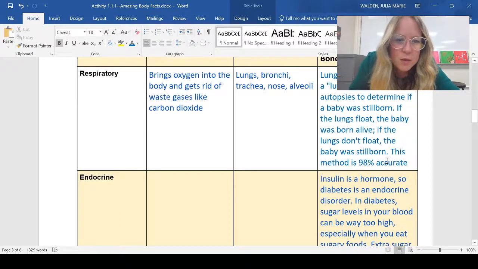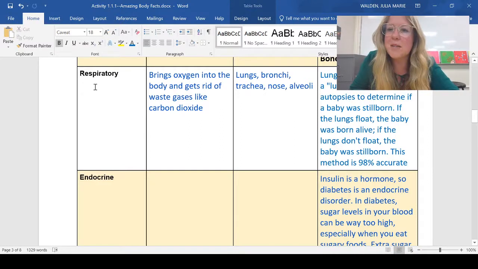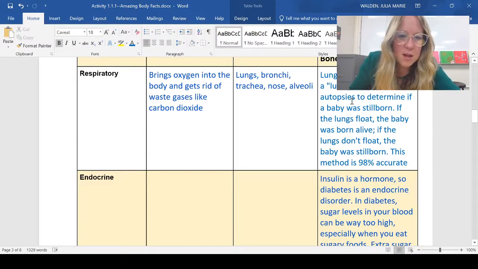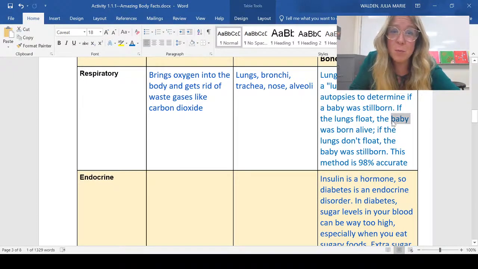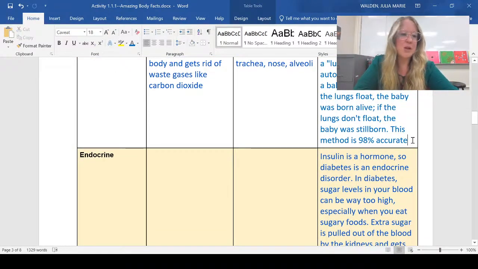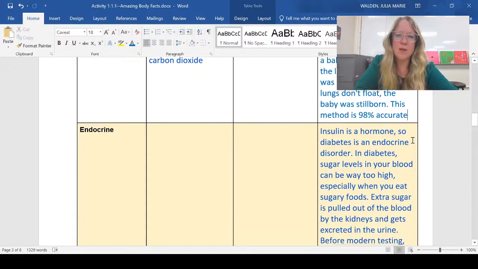So I'm going to scan through this fact, and I'm going to be looking for any other body systems besides the respiratory system. Remember, these are the parts of the respiratory system. Is there anything in here that belongs to another system? In my personal opinion, no. I guess you could highlight baby and put reproductive system, but that's kind of a stretch. So actually, I don't have to do anything for this one.